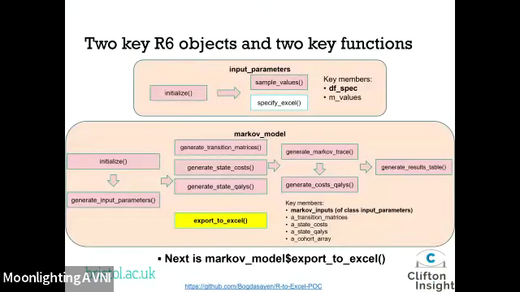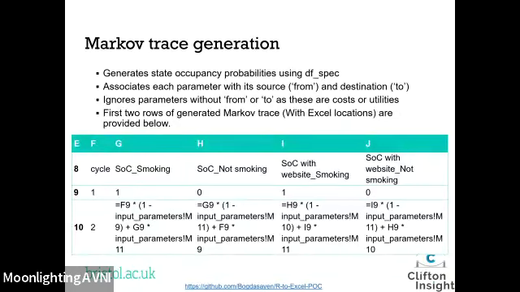So the input parameters are relatively simple. It's then the Markov model exportToExcel function, which is the second one, which we'll talk about. This generates the state occupancy probabilities using everything that's in df_spec. It associates each parameter with its source state, the from, and destination, the to, and ignores parameters that don't have a from or to because it recognizes those are probably costs or utilities, so doesn't use those. And here are the first two rows of the Markov trace illustrated here, and this is generated using the exportToExcel function.